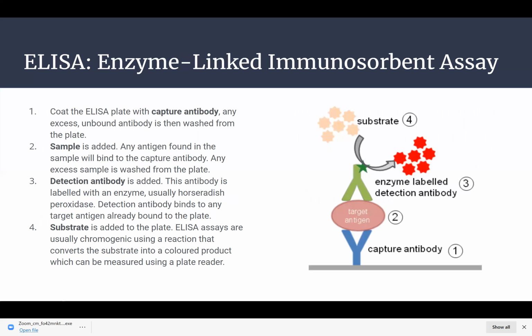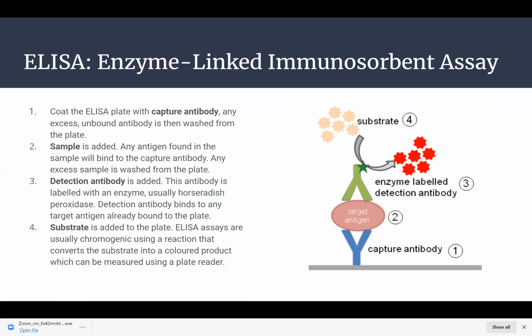Now, what is the ELISA? The enzyme-linked immunosorbent assay. So in this, I decided to put a little diagram of what this is, just in case you weren't aware of what the ELISA is. So the diagram is on the right, and along with that, step 1 is to coat the ELISA plate with a capture antibody. Excess unbound antibody is then washed from the plate. So all the excess is removed, and what's left on the plate is just the capture antibody.